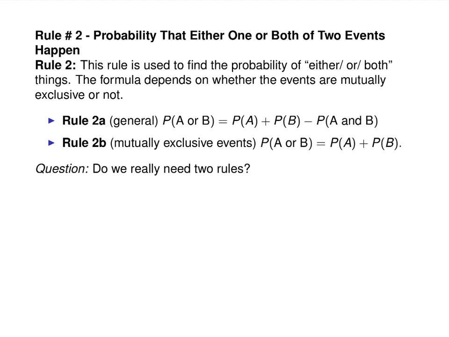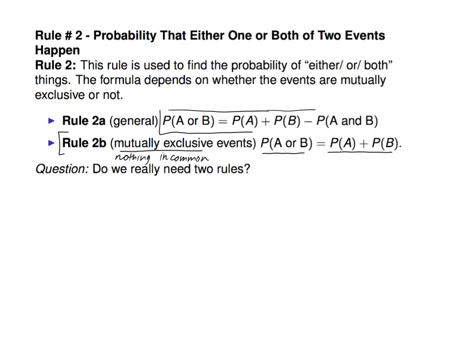Okay, rule 2 deals with ors, and I told you about rule 2b. That said, if you have events that are mutually exclusive, then P of A or B is P of A plus P of B. Now, how do you check if 2 events are mutually exclusive? What has to be true? They have nothing in common. Okay. Now, in general, if the events have stuff in common, you have to do this formula instead: P of A plus P of B minus P of A and B.